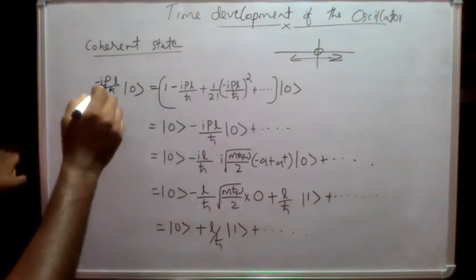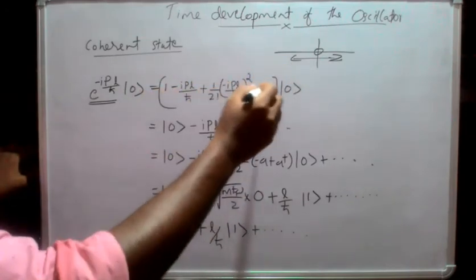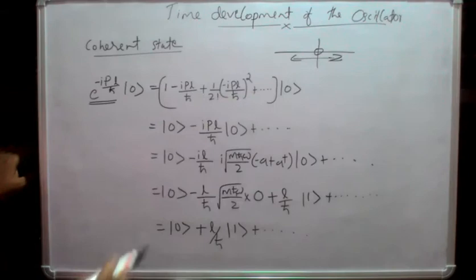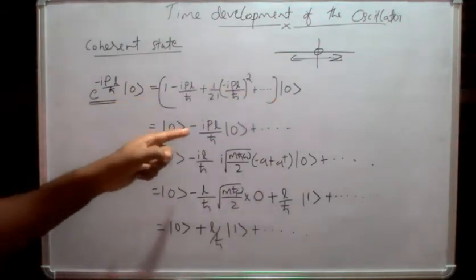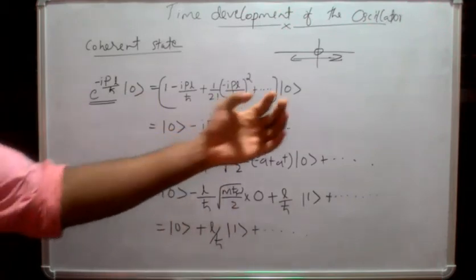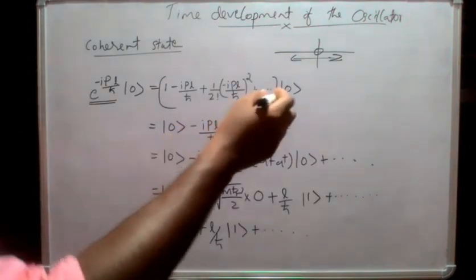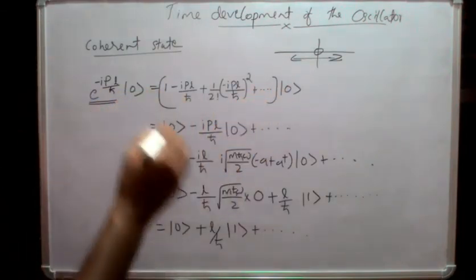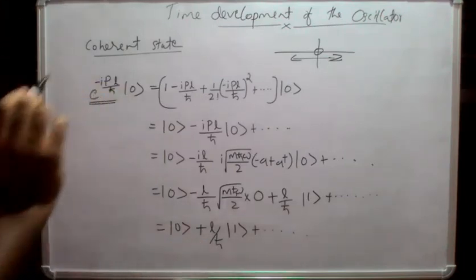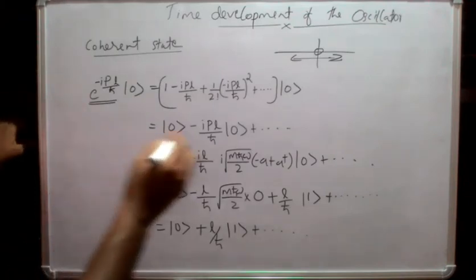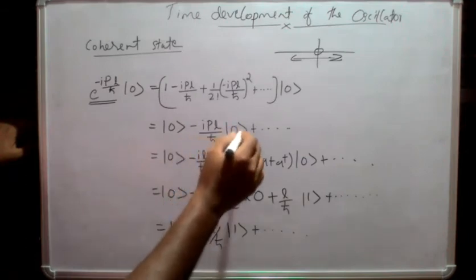We can expand this e raised to minus iPL over h cross in this way: 1 minus iPL over h cross plus x square over 2 factorial plus etc. The remaining terms I am not writing here. I just need to show how this ground state will change into a superposition of different states by using the translation operator.